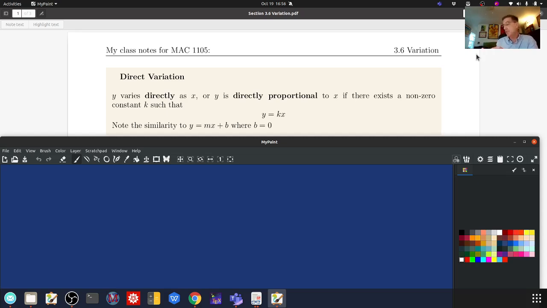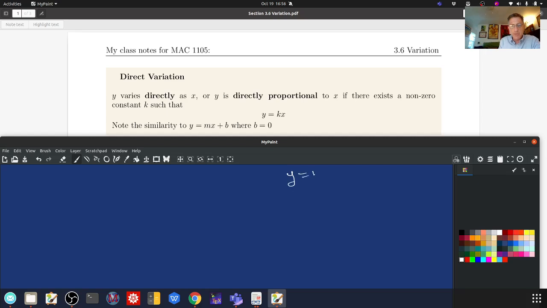It's another word for it might be linear variation. So we'll look at the definition. Y varies directly as x. So you have two variables, y, and y is going to vary as x varies, or y is directly proportional to x, if there exists a non-zero constant k such that y is equal to kx. So you've seen this before.